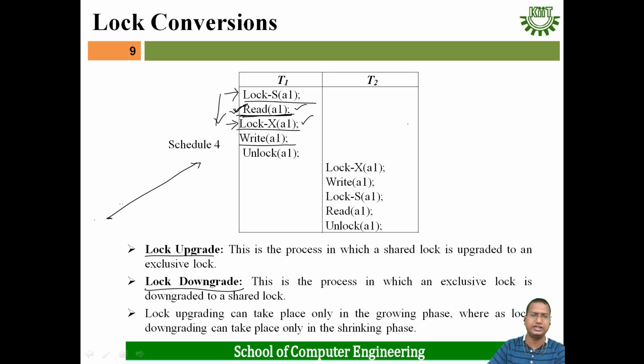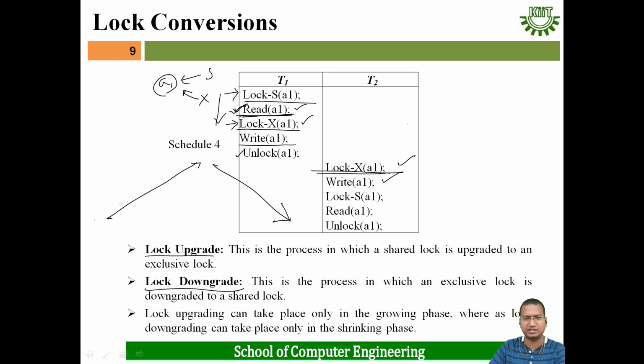That means it has initially applied a read lock, that is a shared lock, on A1. Then it has applied an exclusive lock on A1. This is your lock upgradation. Then after that it unlocks A1. Similarly, lock downgrade is generally seen in your shrinking phase. That means when a transaction unlocks the data items, at that moment we can see the shrinking phase or lock downgrade. Suppose initially it wants to write A1, so it has applied an exclusive lock on A1.